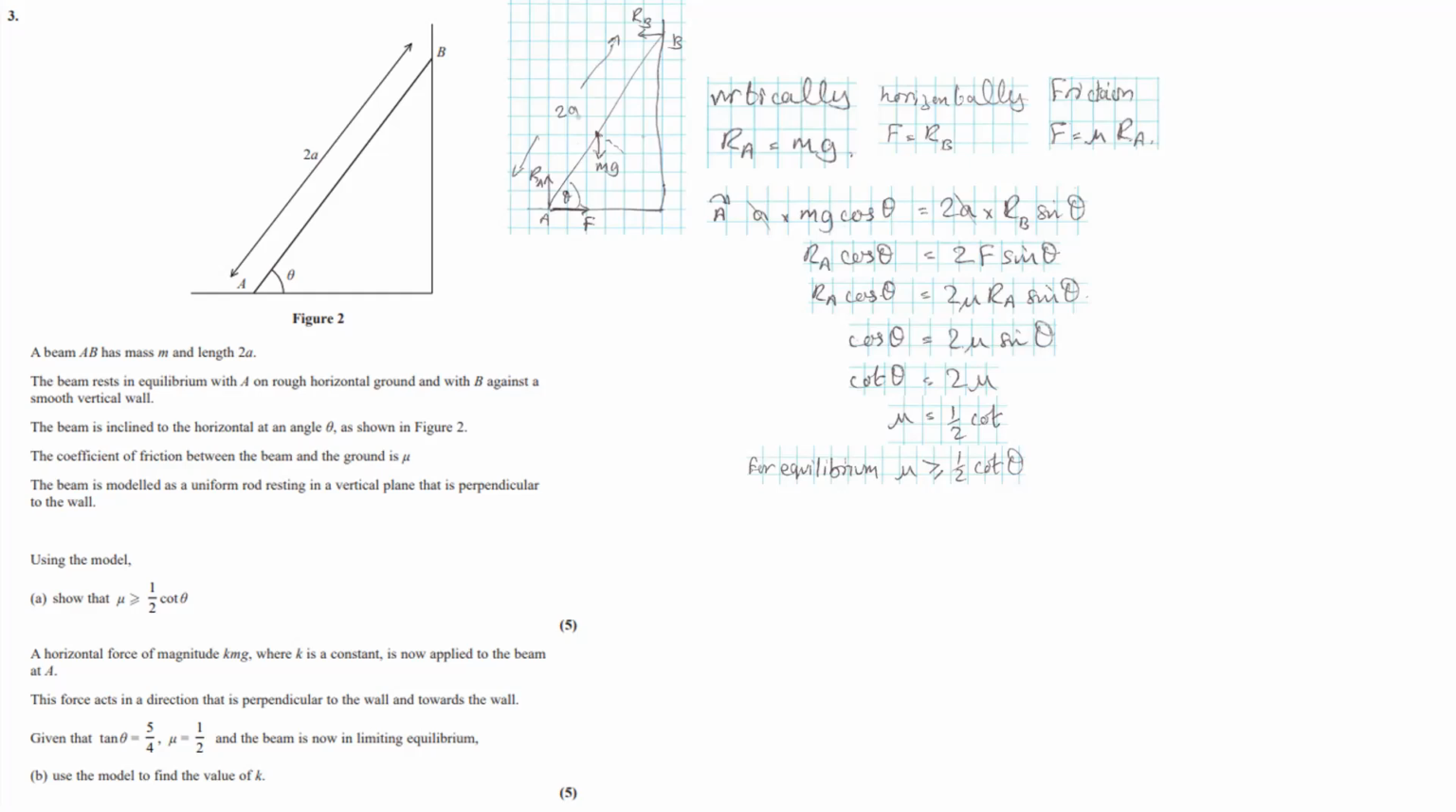And for part B, a horizontal force of magnitude kmg, where k is a constant, is now applied to the beam at A. The force acts in the direction which is perpendicular to the wall and towards the wall. And now they've given some values of tan theta and mu, so it's not symbols anymore. So we got some more values, and we have to work out the value of k.